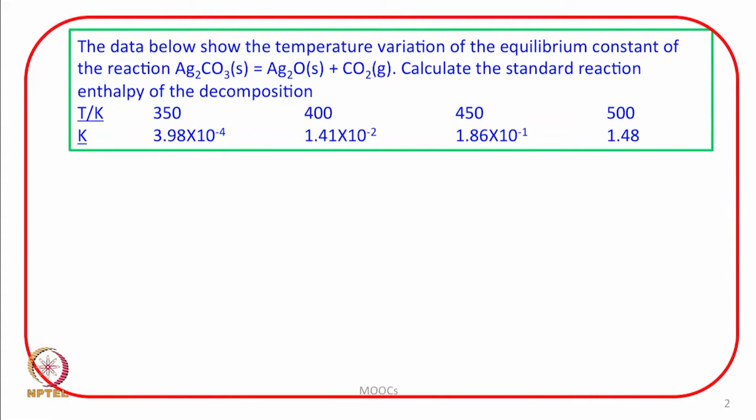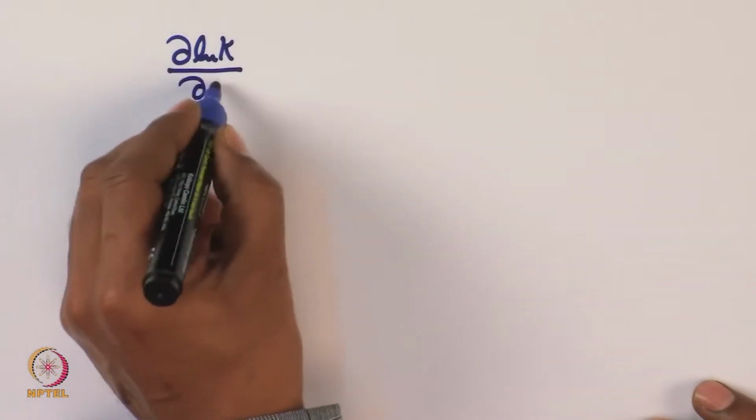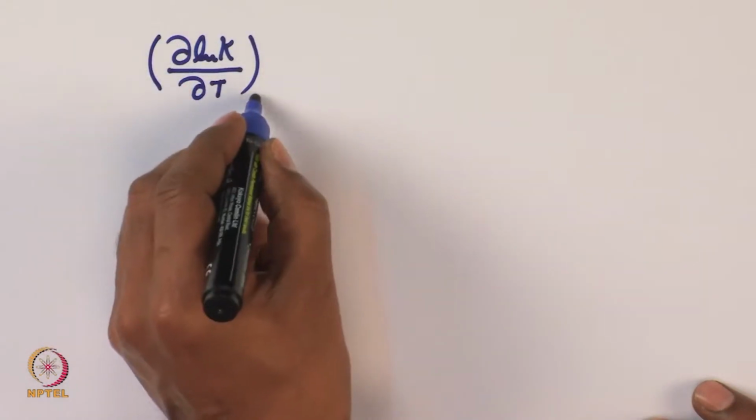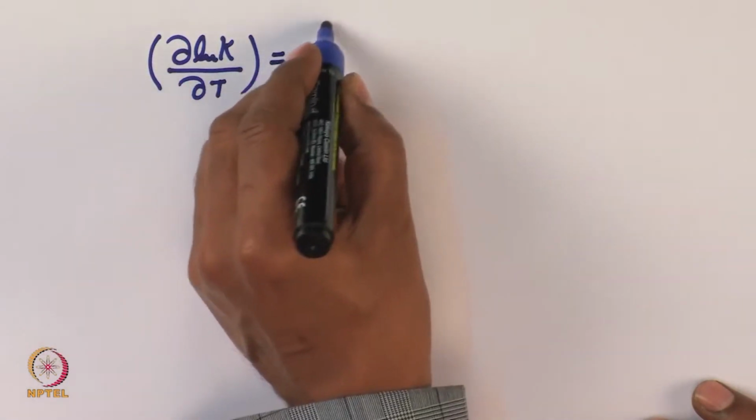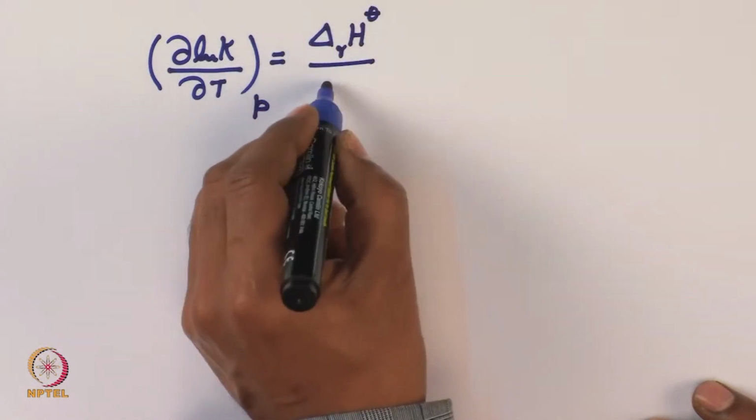So, immediately we should think of some relation which connects the temperature dependence of equilibrium constant with the enthalpy, and this equation is the well known Van 't Hoff equation. Let us see what is Van 't Hoff equation. It is d log k by dT at constant pressure is equal to reaction enthalpy by RT square.